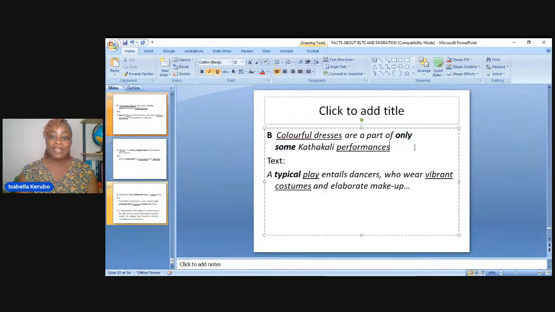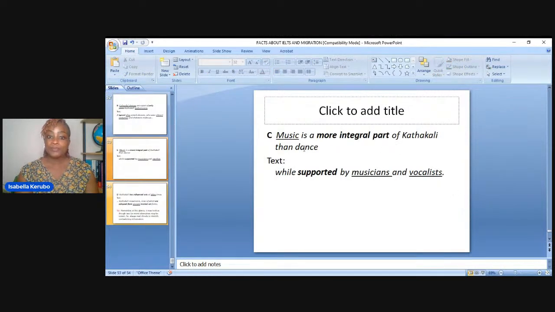So option number B, elimination method, already we've put an X to it. It will not be an answer to that question. Let's look at C. Music is a more integral part of Kathakali than dance. But the text said, while supported by musicians and vocalists. So the same case here. In this option, it's only picking out music as the part that is more integral to this dance.